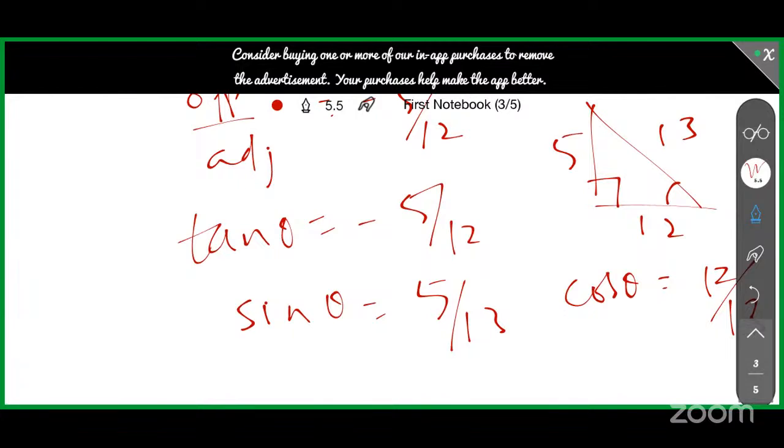Because in the tan theta we have negative of opposite side. In the cos theta we don't use opposite side. We just use adjacent and hypotenuse. But in the sine we use opposite side. One thing, just a minute. I'll ask you one more doubt.